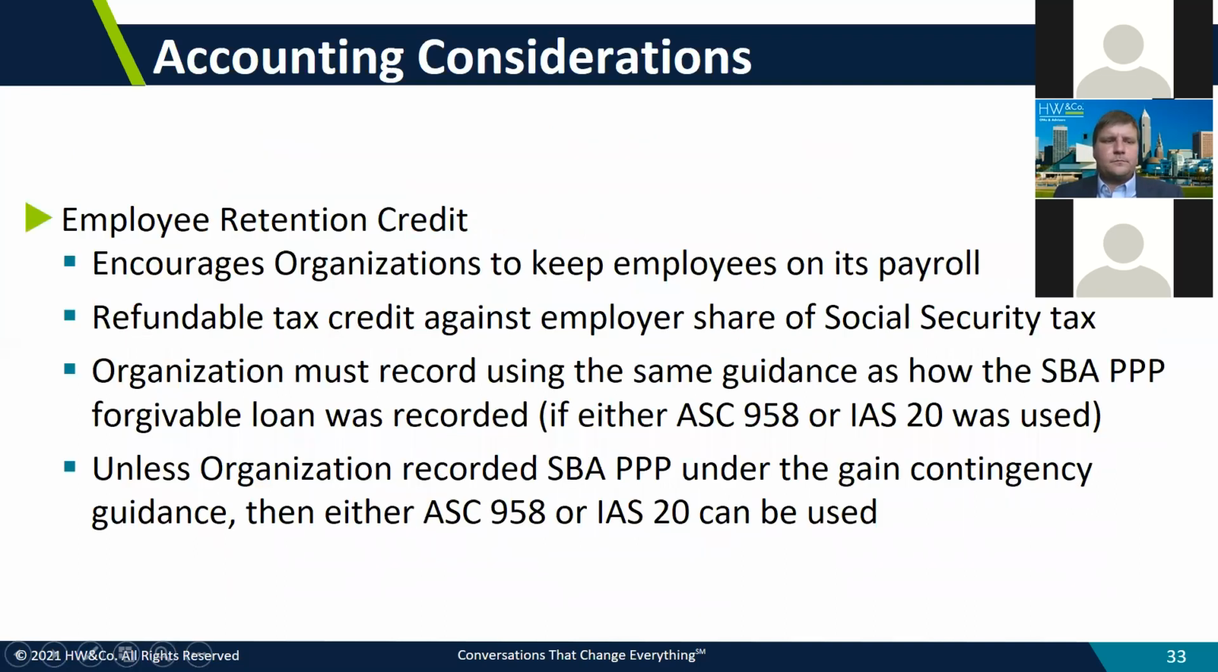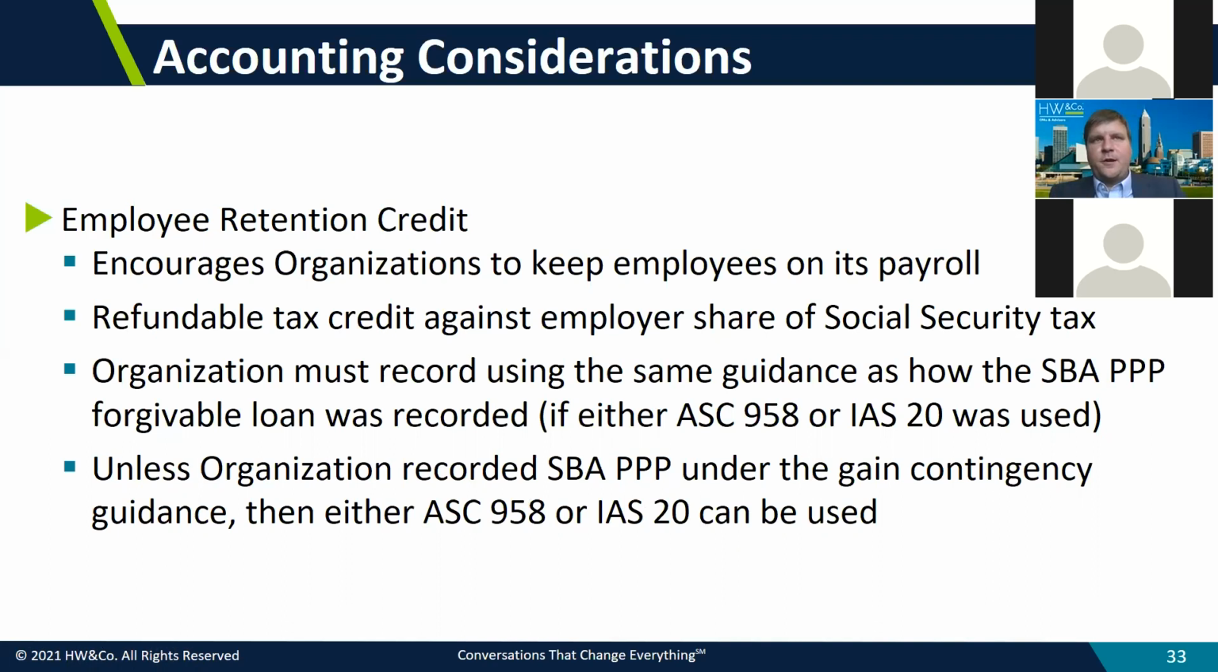And then the employee retention credit, which I talked about a little bit earlier, and this is really, again, based on the name alone, you can see it encourages organizations to keep employees on its payroll. And it's a refundable tax credit against the employer's share of Social Security tax, okay? And then what organizations do is they record it. You should record it using the same guidance as you did for your SBA forgivable loan, depending on whether you used ASC 958 or the public company option, which most nonprofits probably didn't use based on the other options out there. But if you recorded your PPP under the gain contingency, then you could use either 958, which is the conditional grant, or IAS 20, which is the public company option.